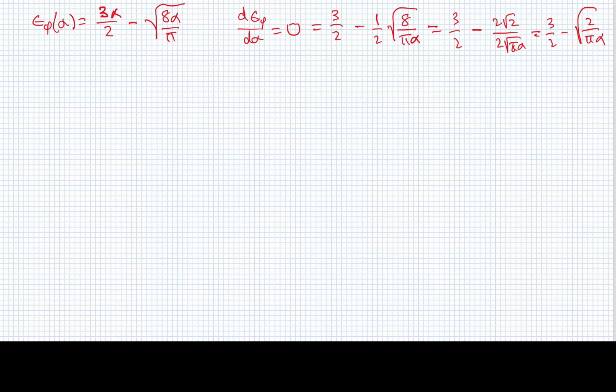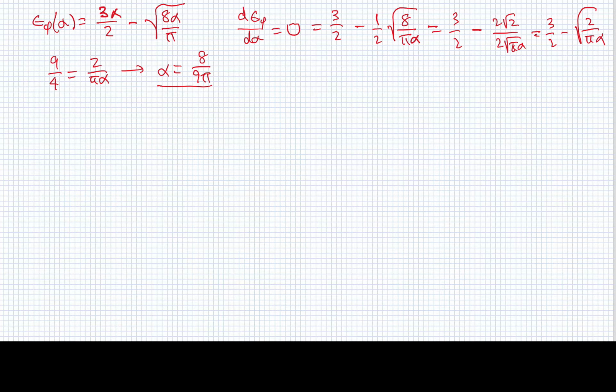All right, so now we need to solve for alpha. So when I set this equal to 0 and square both sides, I'll have 9/4 is equal to 2 over pi alpha. If I rearrange this to solve for alpha, I'll end up with alpha is equal to 8 over 9 pi. All right, so this is the value of alpha that optimizes our arrangement.